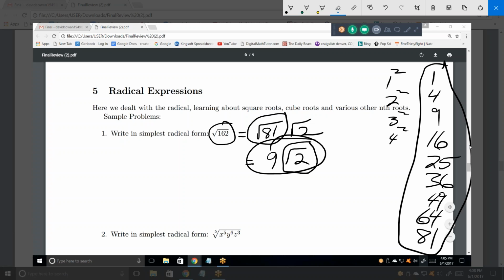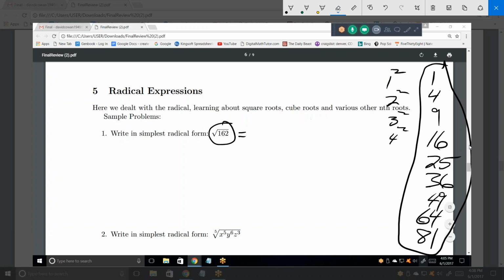But let's go back a second. I could have done this another way. I could have done it as the square root of 9 times the square root of 18.